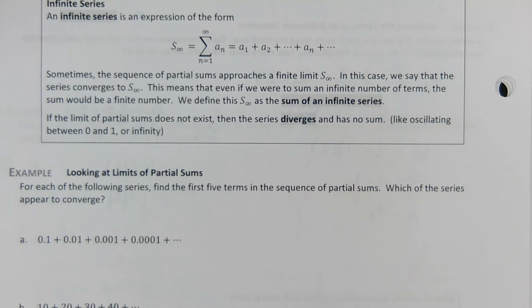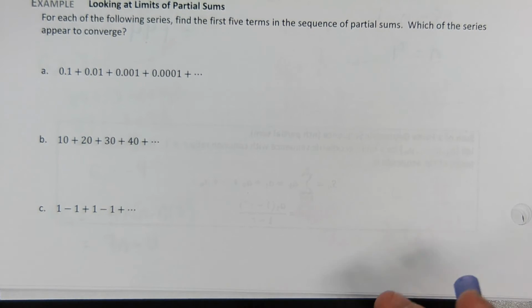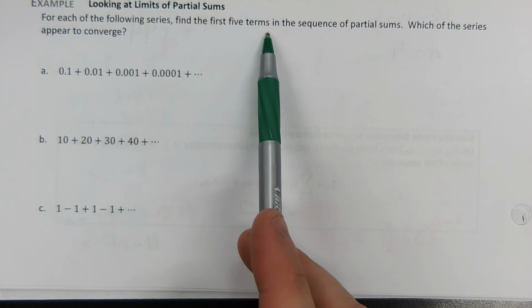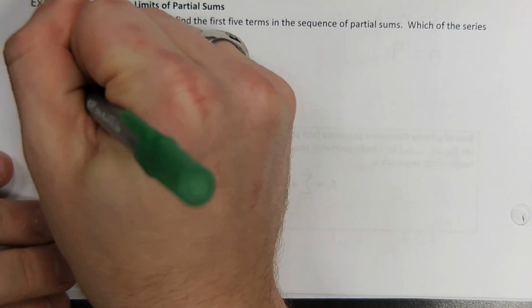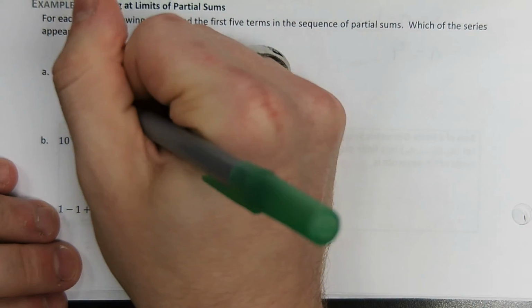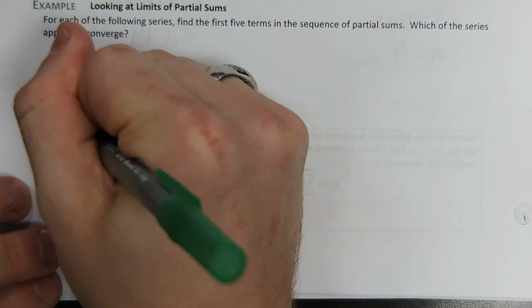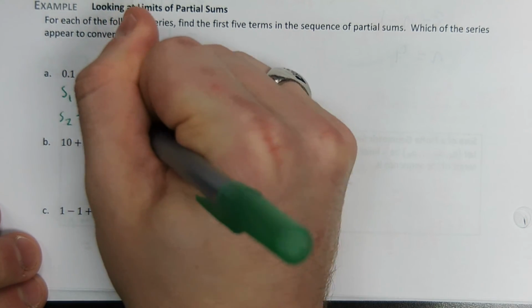So let's look at these partial sums. Notice they all end in dot, dot, dot, meaning let's just see what happens if we add up all infinity of them. What a weird thing to say. It makes perfect sense. So this first one has asked us to find the first 5 terms in the sequence of partial sums. That means find S1 through S5. Well, S sub 1 is just the first term, so it's 0.1. That's easy. And S sub 2 means the first 2 terms need to be added. But if you add up the first 2 terms, you get 0.11.